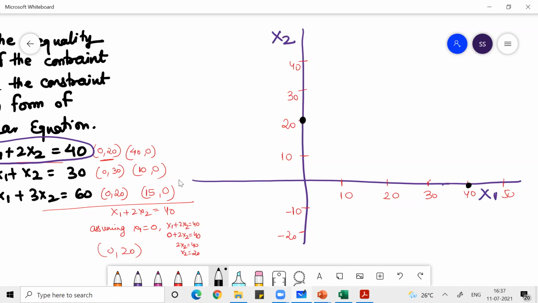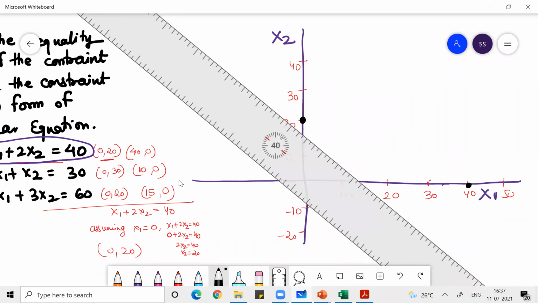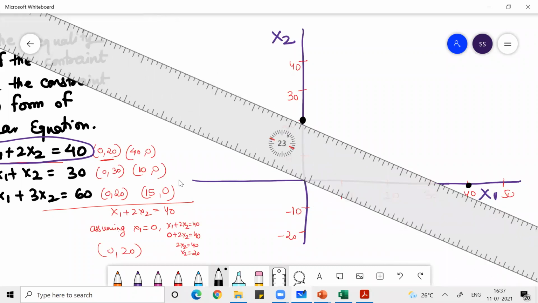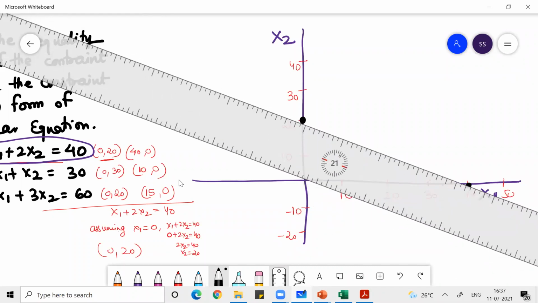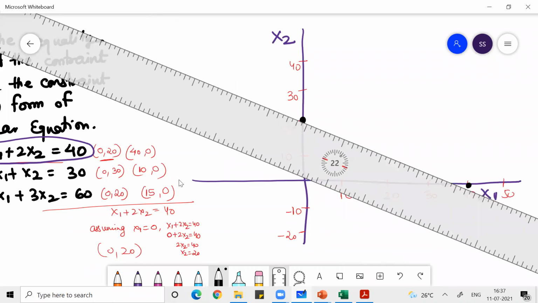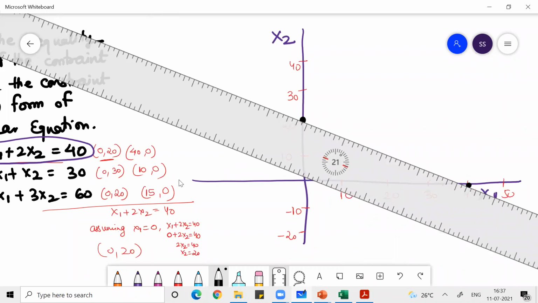Once you're done with this, plot a straight line on this. In the exam, do very neat work.